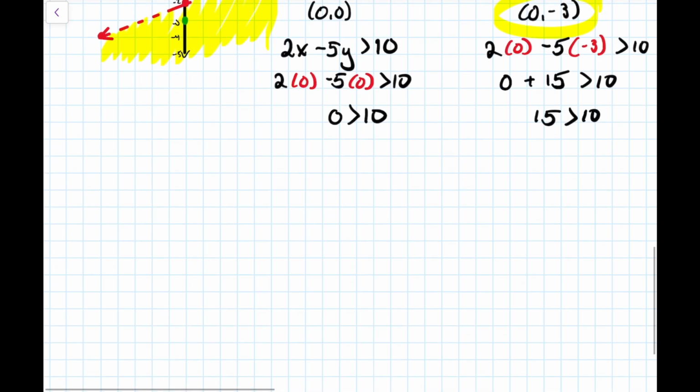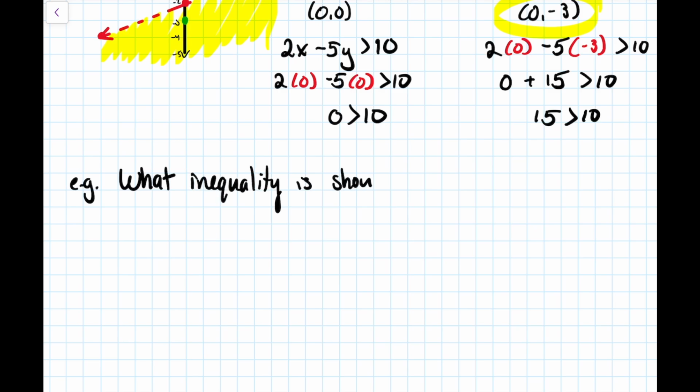So if I give you a graph, we want to be able to figure out what inequality led to that graph, which is going to require us to figure out a couple of different things.